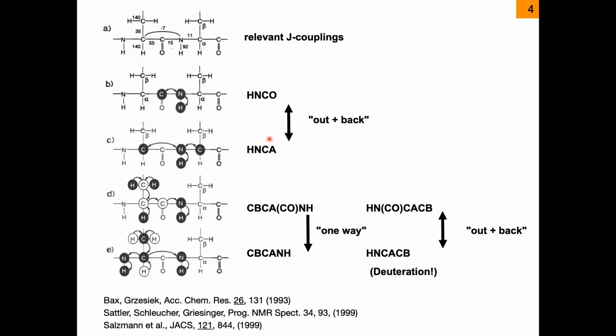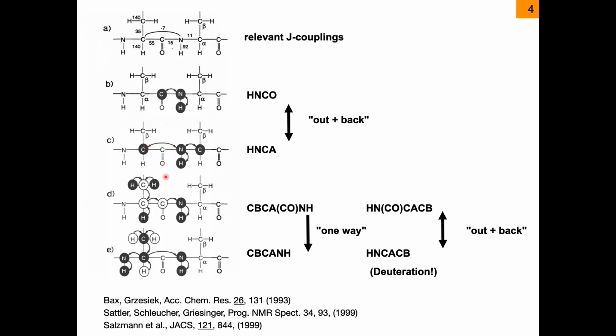This is called out and back. A similar experiment is HNCA that we will see: amide proton to nitrogen, then to C alpha. But the one-bond coupling constant between nitrogen and C alpha is 11 Hertz, and the two-bond coupling between the nitrogen and the preceding C alpha is 7 Hertz. And therefore, this transfer actually also happens to the preceding one, and then you go back. So you get both resonances.